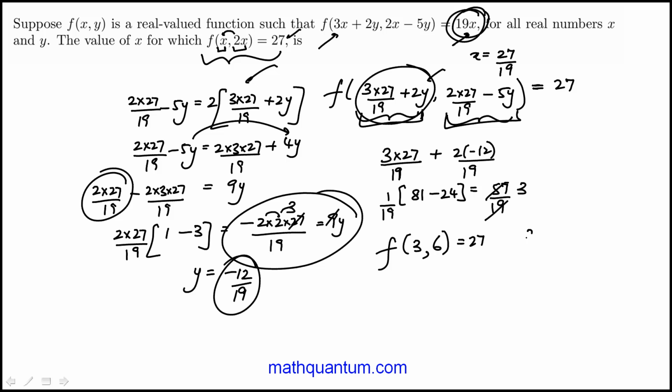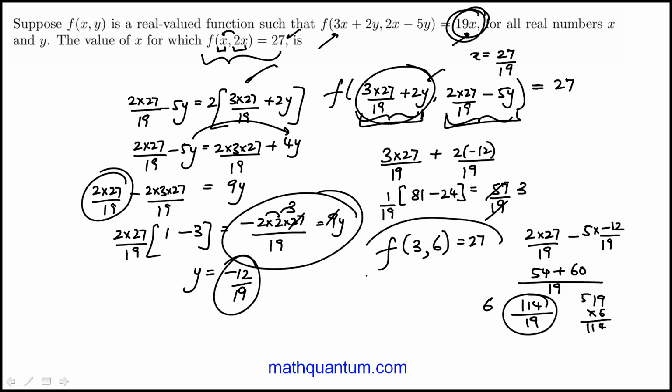If you're not convinced, you'll see if I just plug that back in, y as minus 12 over 19 here, this would be 54 plus 60 over 19, which is 114 over 19, and you'll see 19 times 6 is indeed 114, so that's 6. So that's what we obtain, and now it's easy to see for what value of x that would be true. Well, 3, and this is 2 times 3. We know x has to be equal to 3.